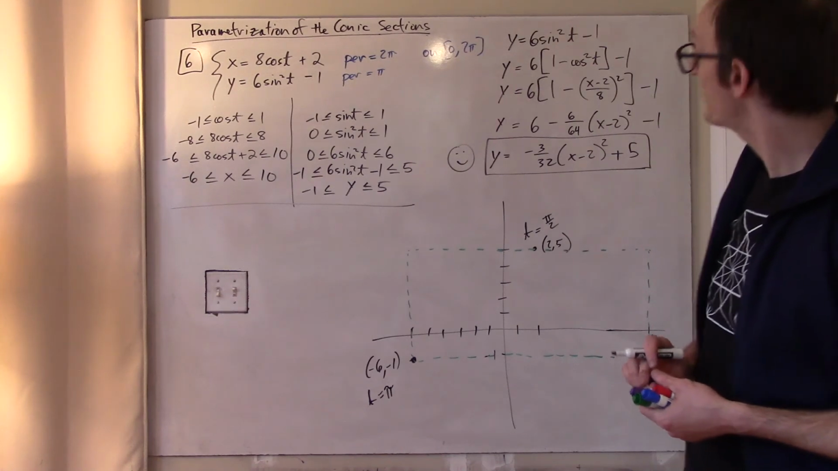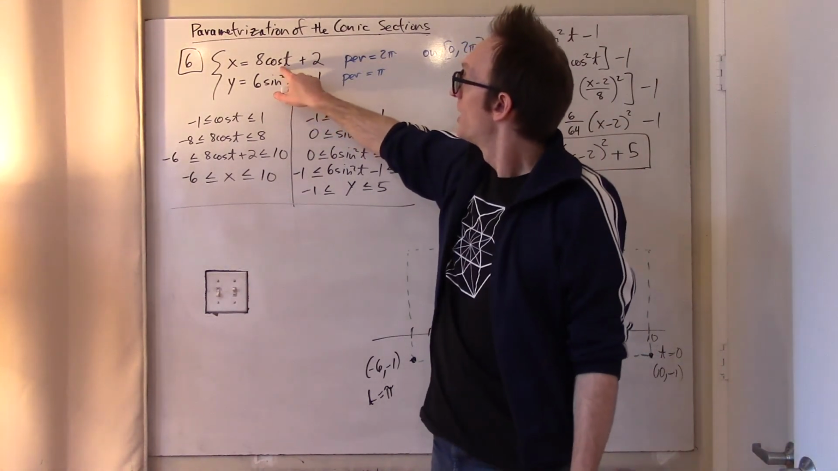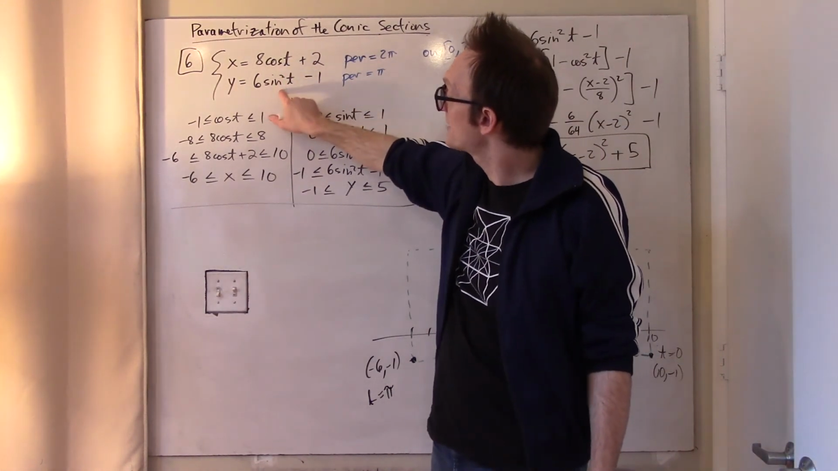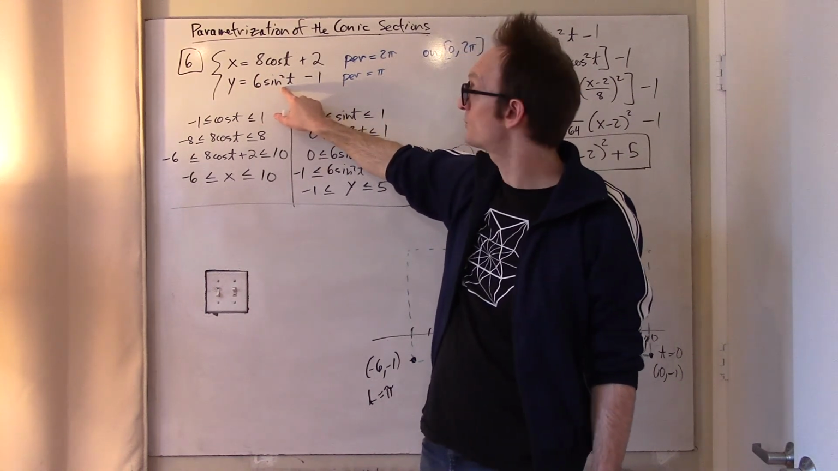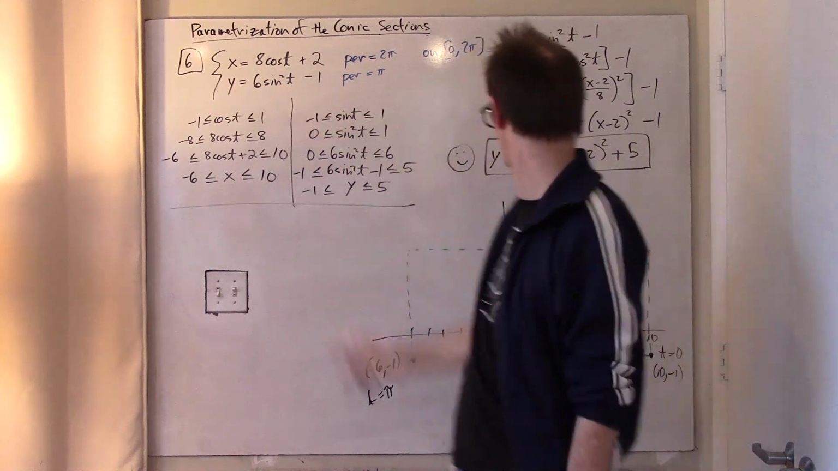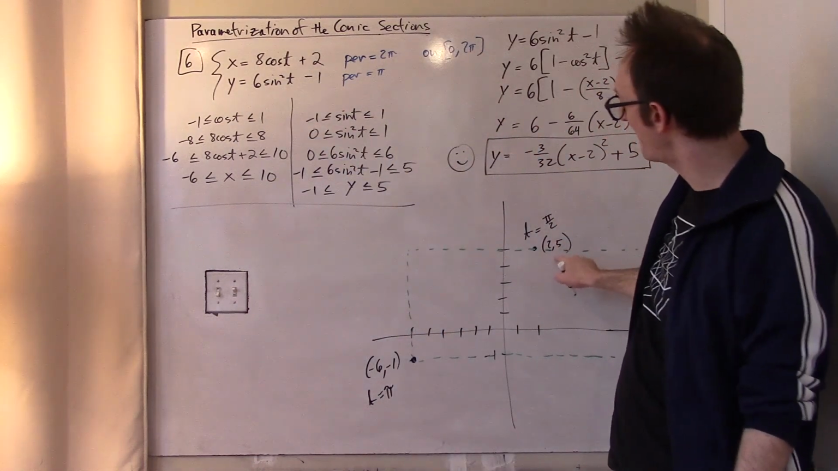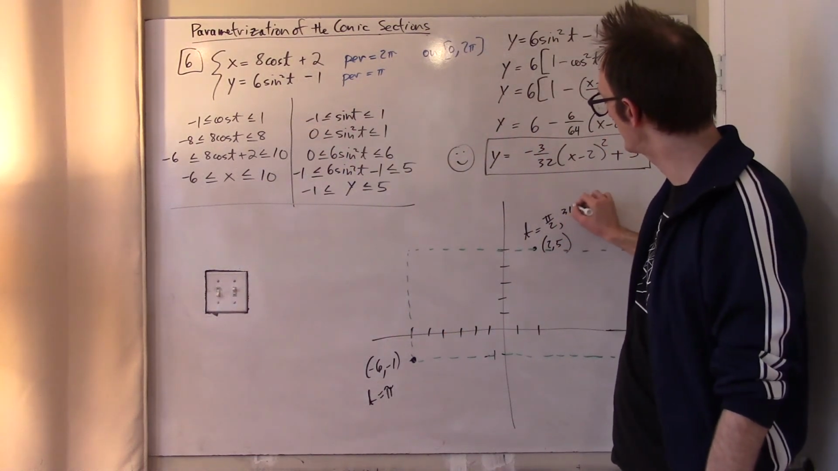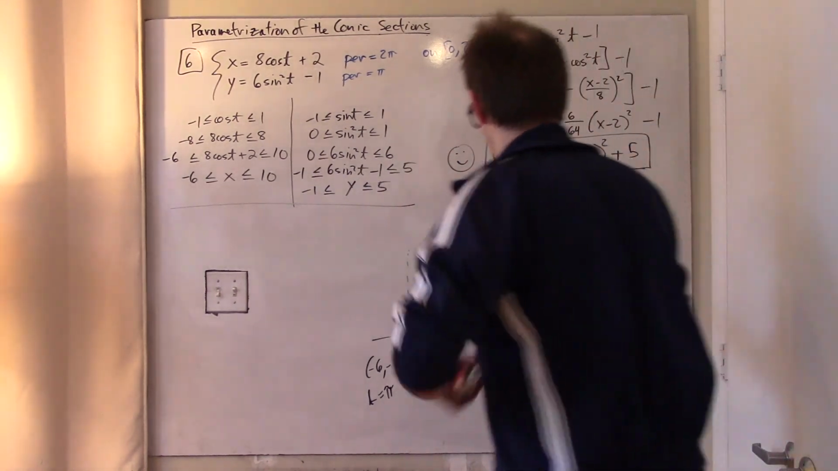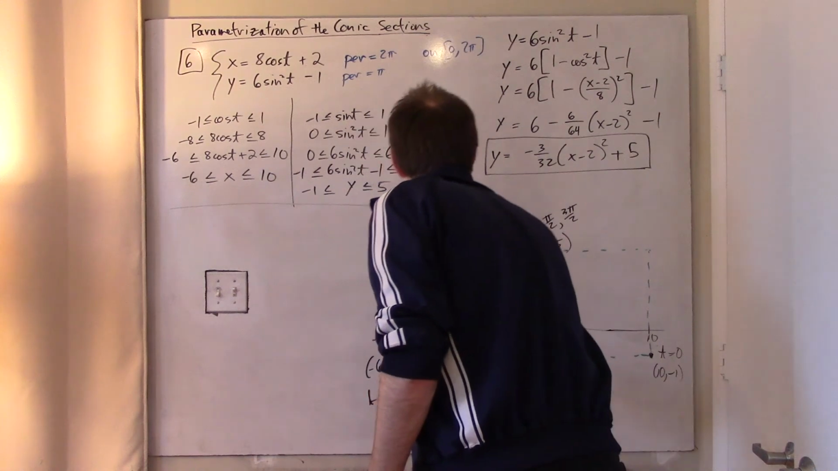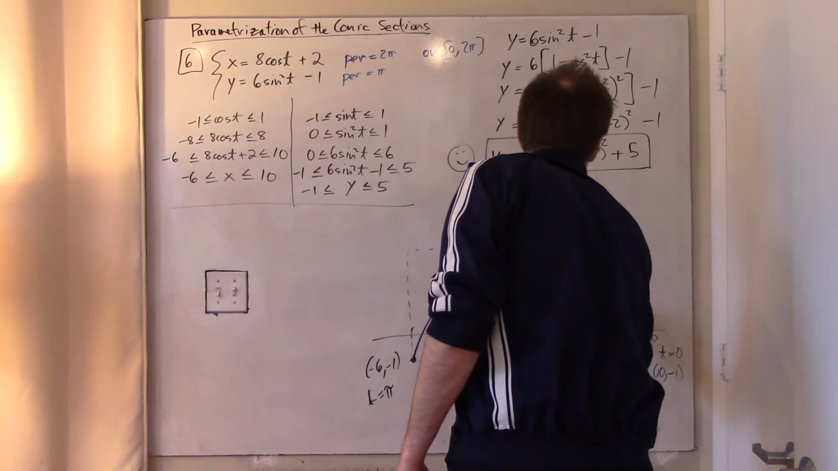When t is 3 pi over 2, cosine 3 pi over 2 is 0. Sine of 3 pi over 2 is negative 1, but when you square it, you get 1, so that becomes 6 minus 1 is 5. In other words, I'm back up at the point 2 comma 5 when t equals 3 pi over 2 as well. And therefore, I now know that this is going to look like this.